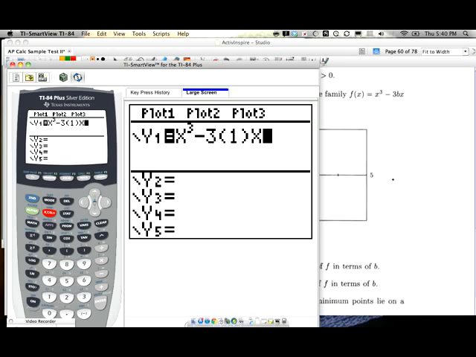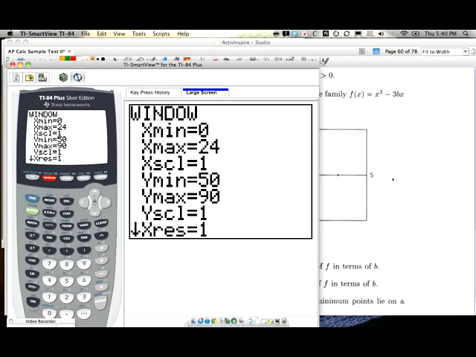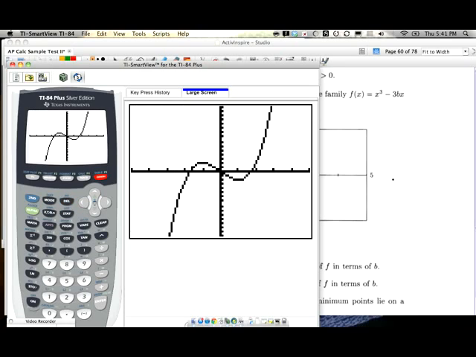And our window, I don't know if you guys noticed, but it was going from -5 to 5 in the x direction. But in the y direction, it was going from -15 to 15. Ooh, not 115. -15 to 15. So let's see what that graph looks like. That's pretty simple and straightforward.